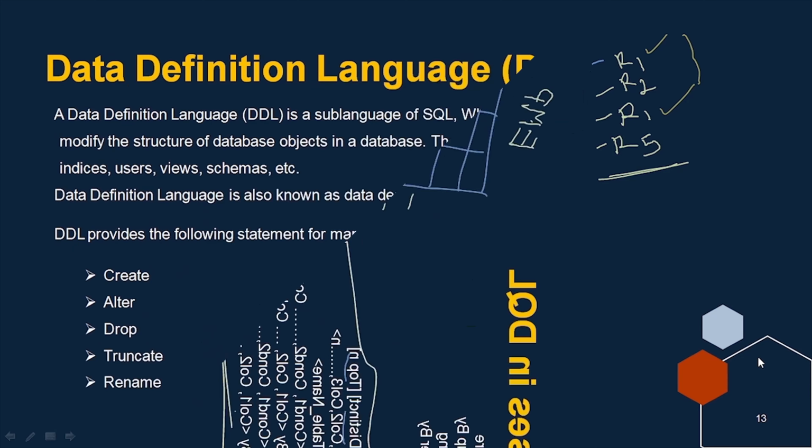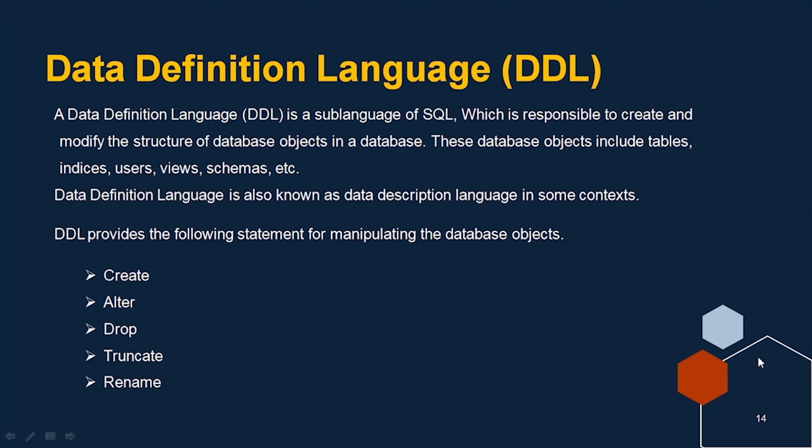We will move to our next slide to understand another sublanguage, data definition language, which is also called DDL. Data definition language is a sublanguage of SQL which is responsible for creating and modifying the structure of objects in a database. These database objects include tables, indexes, users, views, schemas, etc. Data definition language is also known as data description language in some contexts. DDL provides the following statements for manipulating database objects: create, alter, drop, truncate, rename.